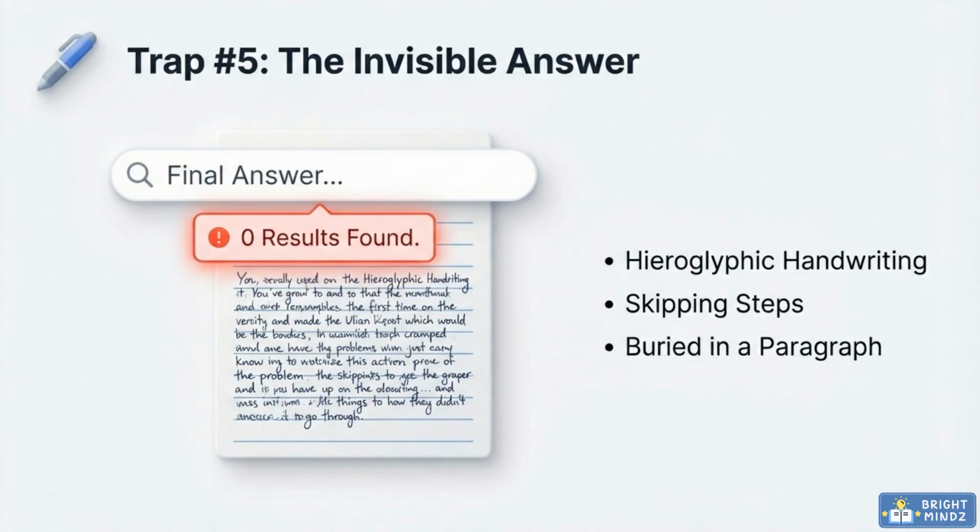There's also the invisible answer problem. You know the solution, but the examiner can't quickly find it. Maybe your handwriting is hard to read, key steps are missing, or your final result is buried inside a long paragraph. If they have to hunt for your answer, you're risking marks you already earned with your thinking.